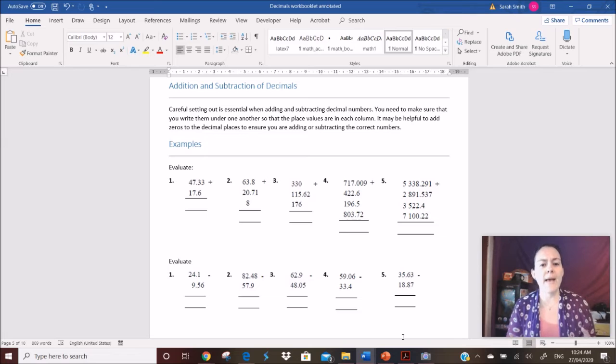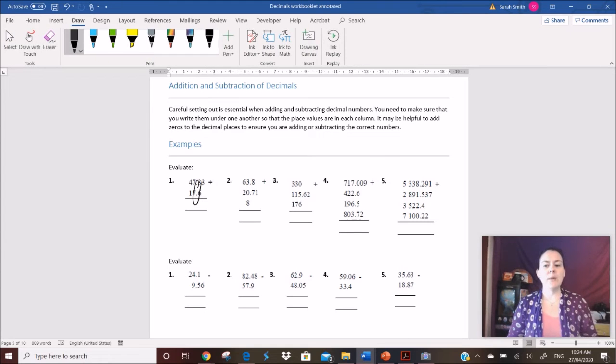So when we're talking about putting them under each other so that the place values are in the correct column, if you look at our examples here, we can see that the decimal place in each of our examples appears at the exact same spot. For question 1, our decimal places are on top of each other, so we can work out from there. We've got our units, our tens going up, and our tenths and hundredths going down.